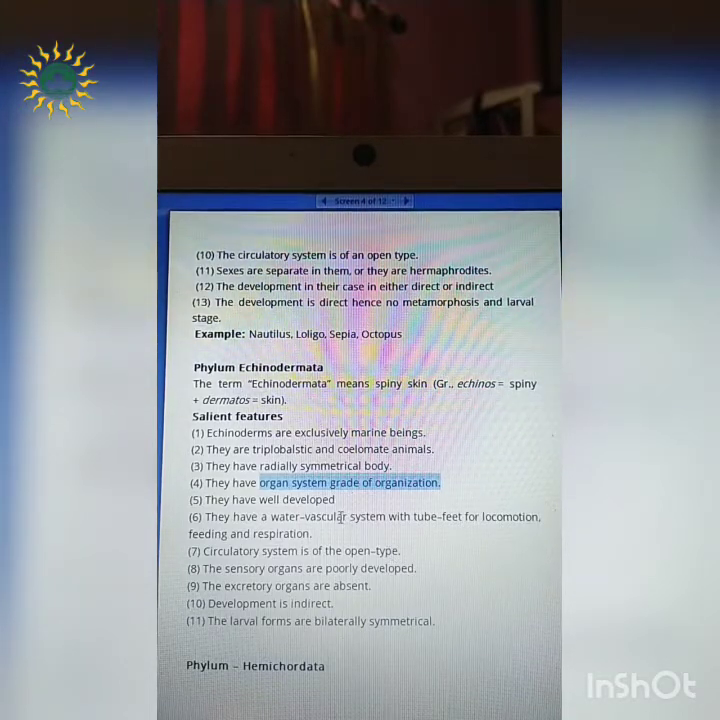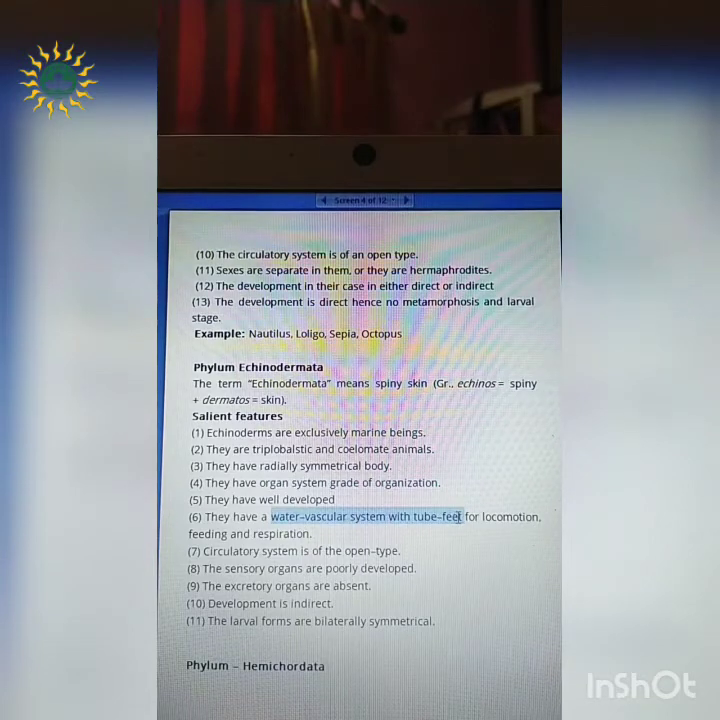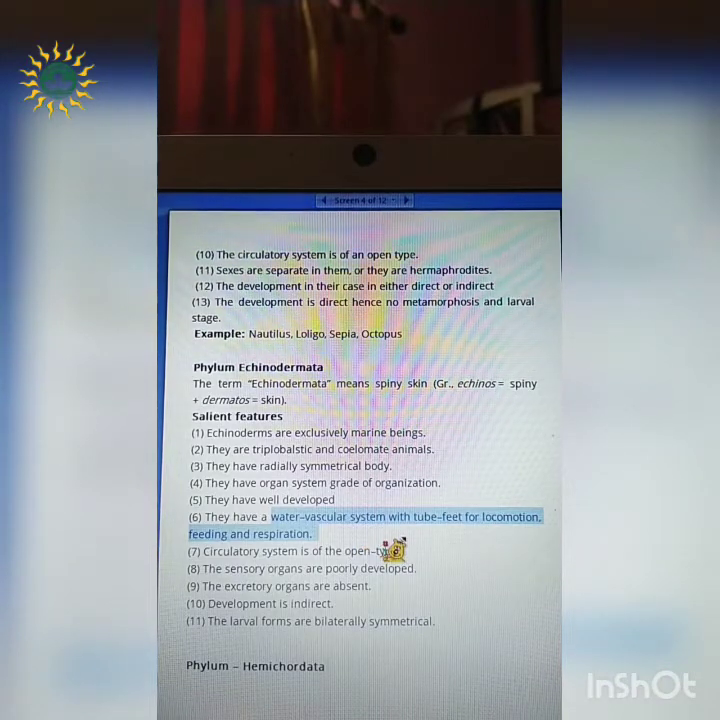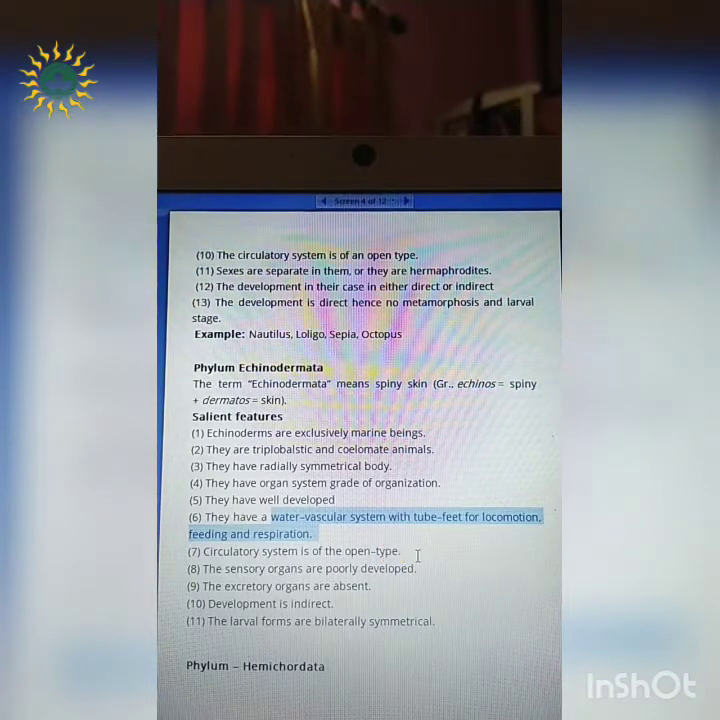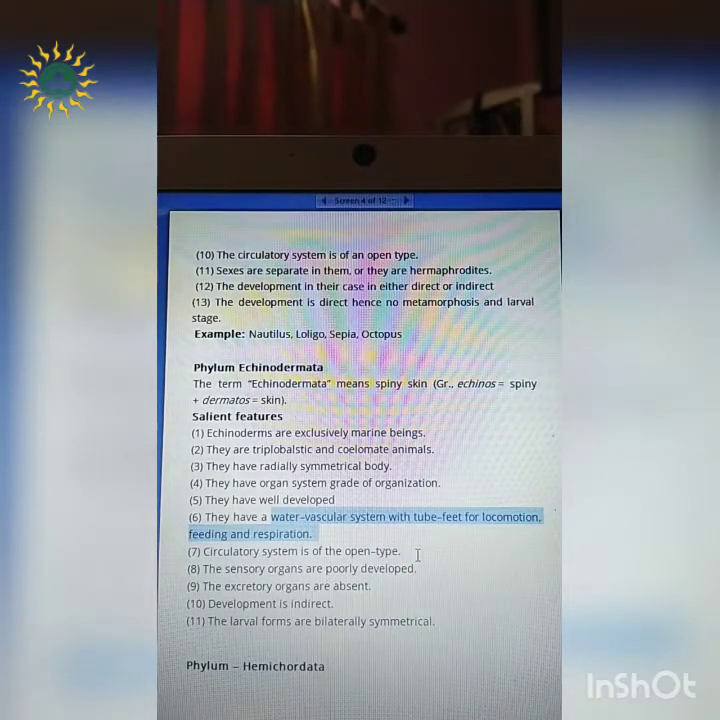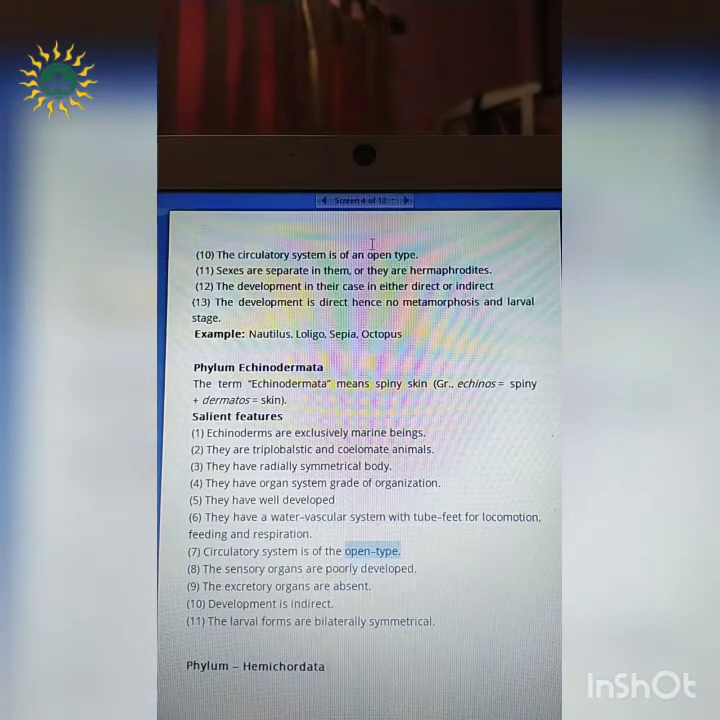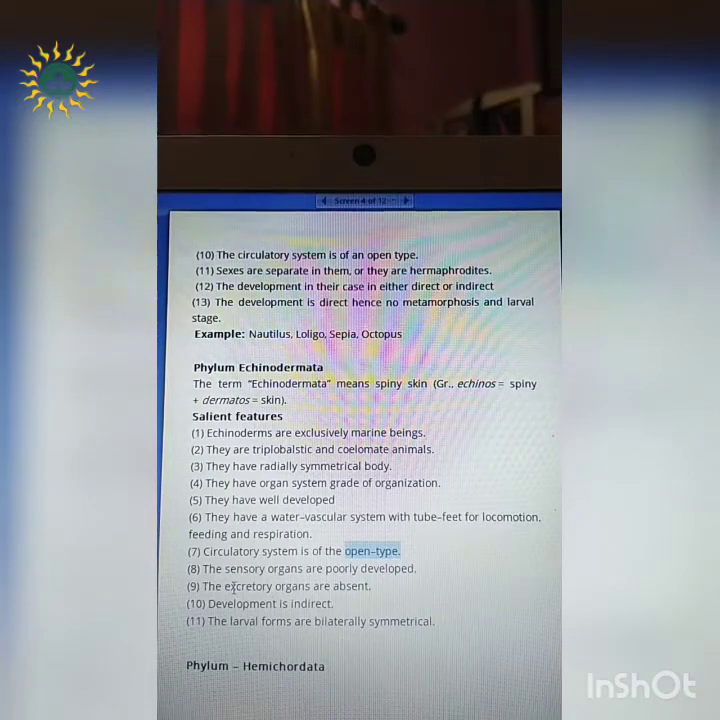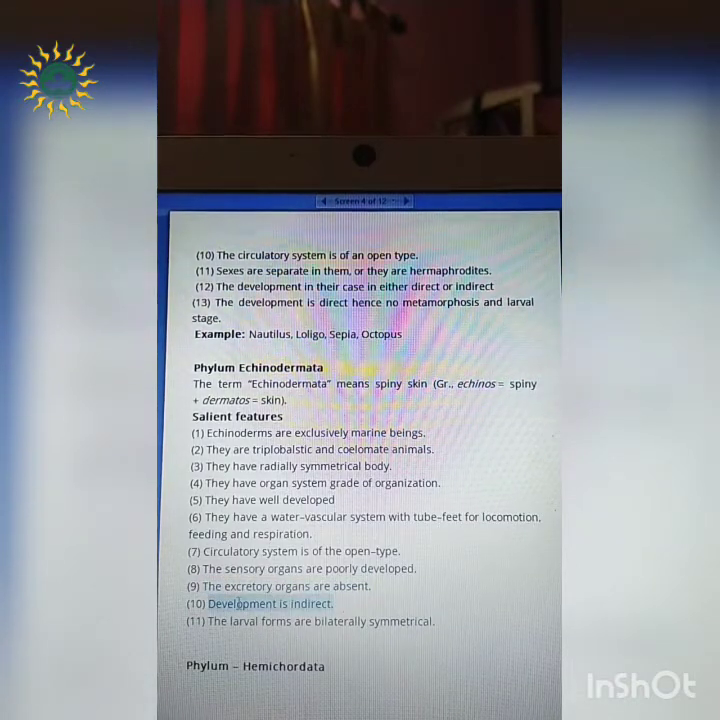They have a well developed vascular system which has tube feet for locomotion, feeding and respiration. So this vascular system is very much well developed, in which the tube feet are present, which help in the process of locomotion also. The circulatory system is of the open type. So like that of the previous organisms in the phylum Mollusca, this also has the open type. The sensory organs are poorly developed, and the excretory organs are absent. In these organisms, the development is indirect, and the larval forms are bilaterally symmetrical.